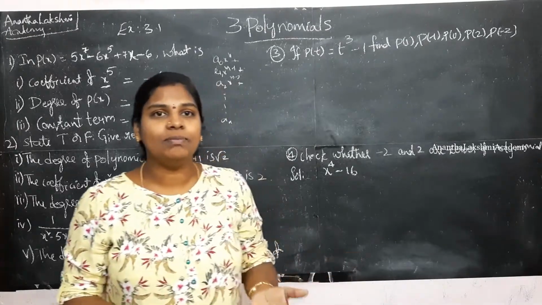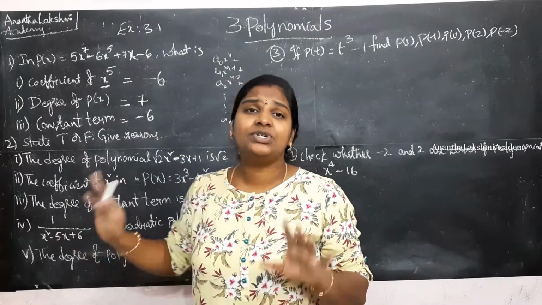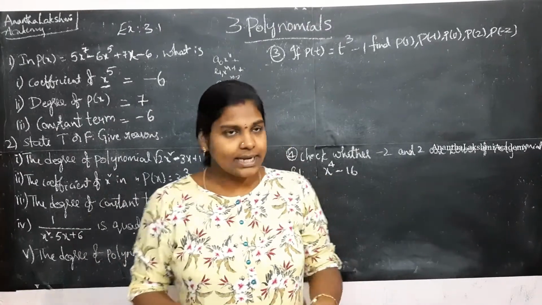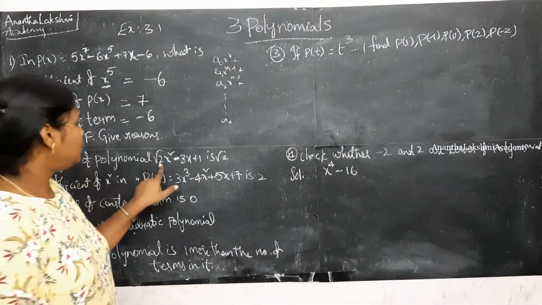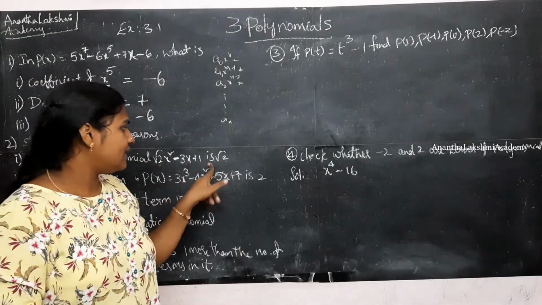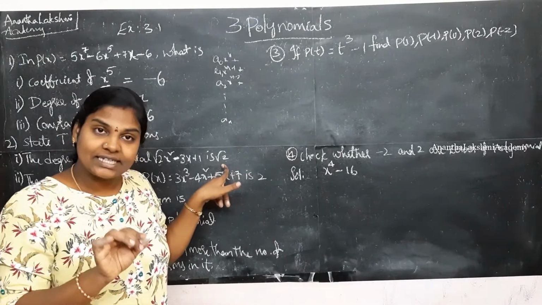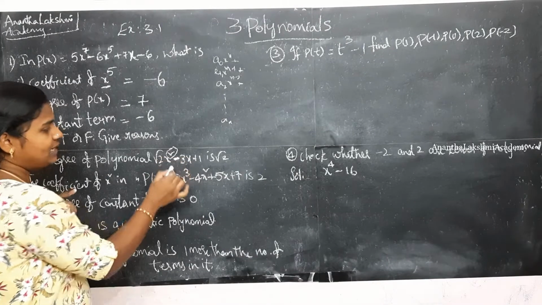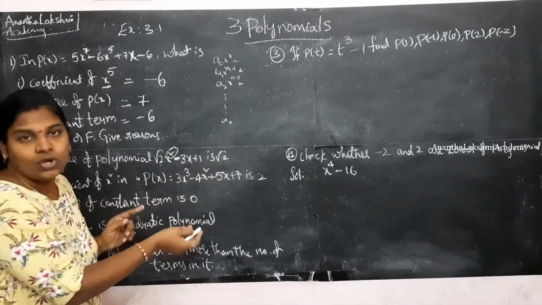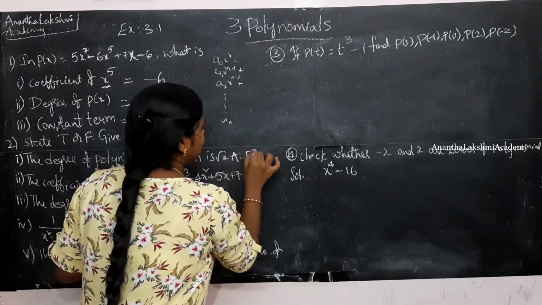In the second problem, they are asking us to figure out whether the following statements are true or false. Alright, first question. The degree of a polynomial root 2x square minus 3x plus 1 is root 2. What is the degree of a polynomial? It is nothing but the highest power of x. That is nothing but 2. But he is saying root 2. Is it true? No. The answer is false.